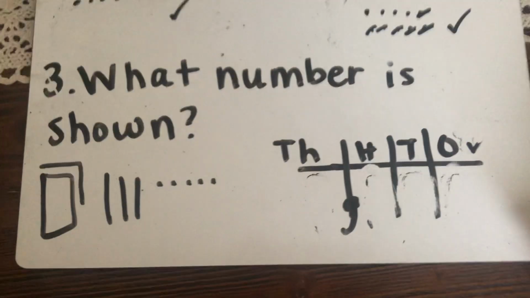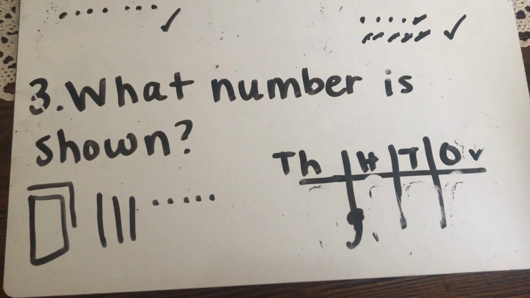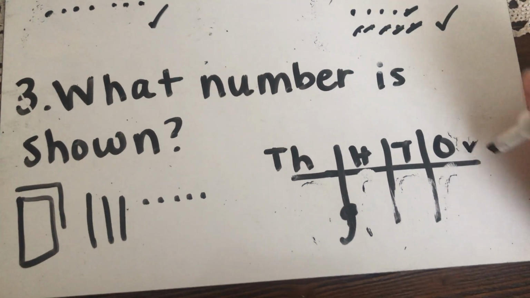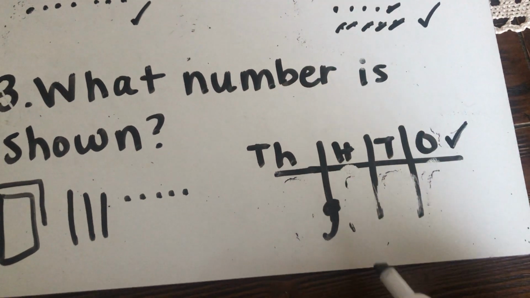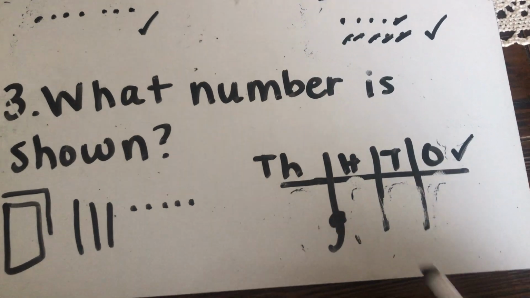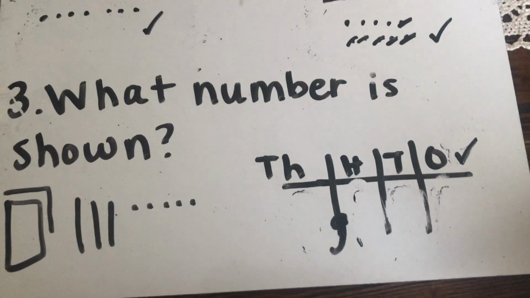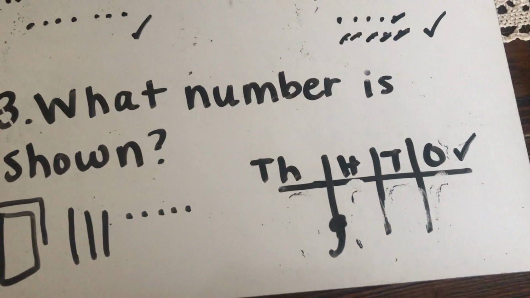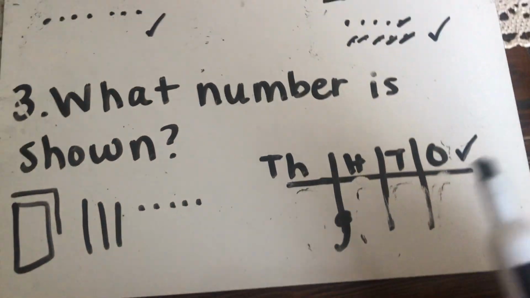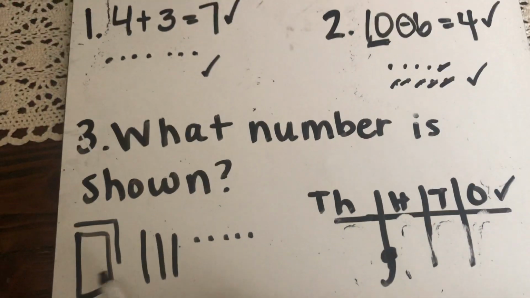All right, let's move on to number 3. Number 3 says what number is shown. So we're going to make sure that we have our place value chart. If you have your place value chart and you're using it during this problem, go ahead and give yourself a check for your place value chart. And we have a thousandths block, so we want to make sure that we have a thousandths place in our place value chart. All right, let's go ahead and fill this in.